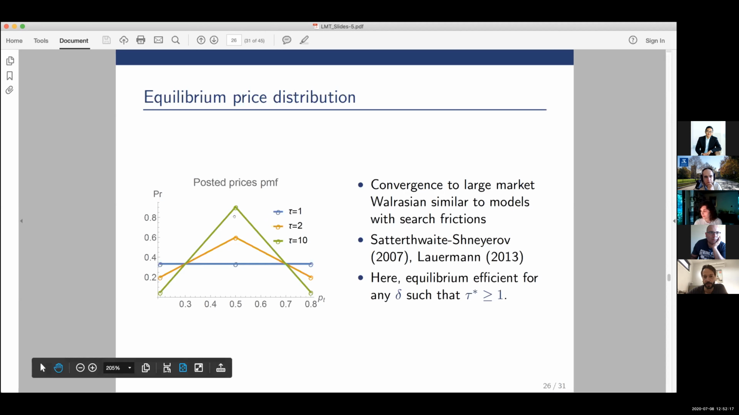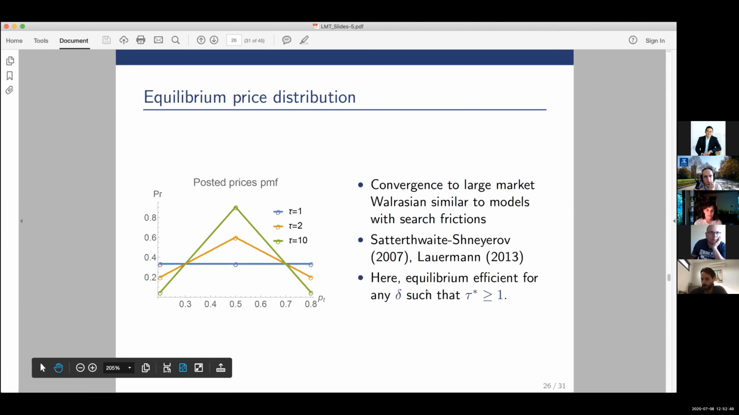valuation price. And so in some sense, you have similar convergence properties to the large market valuation price as you would have in search models, where you let the search friction, captured by the discount factor delta, go to 0. That is, let the discount factor go towards 1. So like Arntzen Rob's and Mark Satterthwaite's papers are in that spirit, or Stefan Lauermann's.